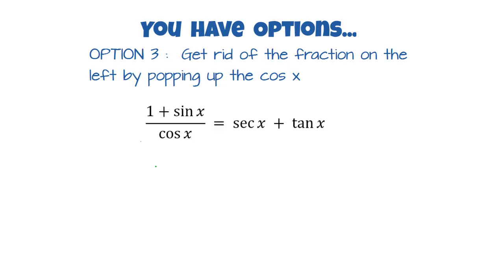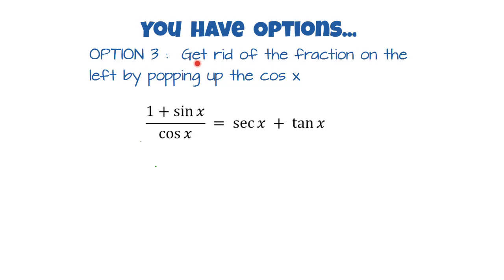And before I talk about this third option, I want to mention an option that's not there for you. You cannot take and multiply both sides by cosine x. Remember, we try to work just on the left side, just on the right side. Don't start moving things from left to right on there. So don't try to get rid of the fraction that way.